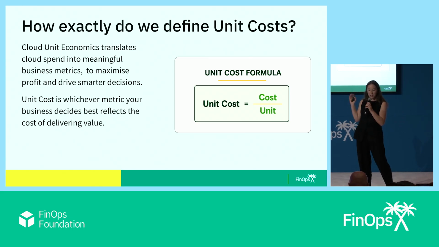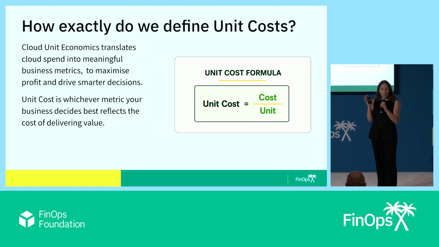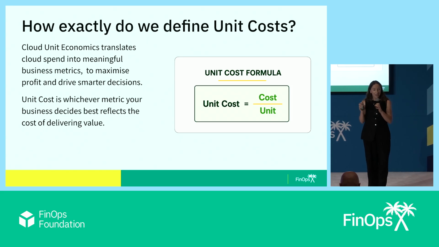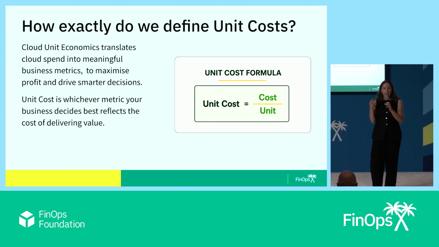Now, I've got a unit cost formula up there. It just says cost over unit. And it's not very specific. And that's actually on purpose, because there is no correct definition of one particular unit cost that can solve all our problems. That's the key concept. The right unit cost is the unit cost that means the most to you, to your business, or to the different personas in your business. It really is the one that best reflects the cost of driving value in your business.